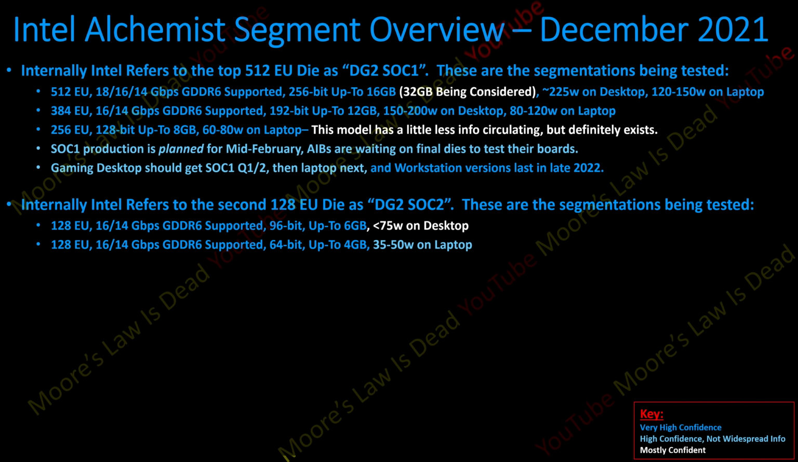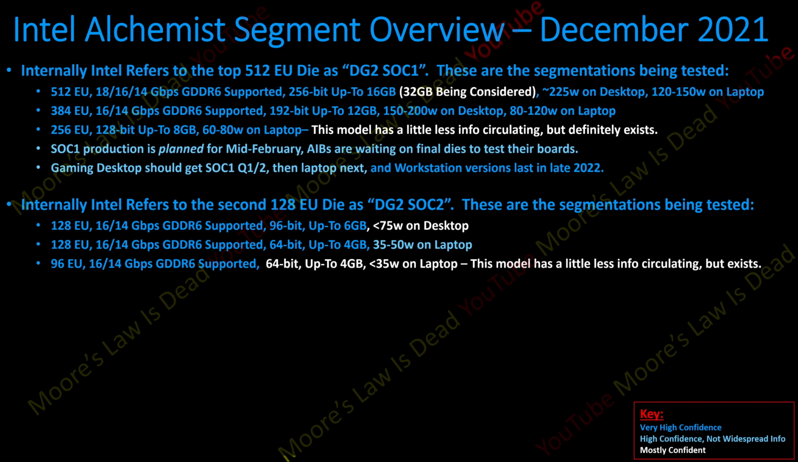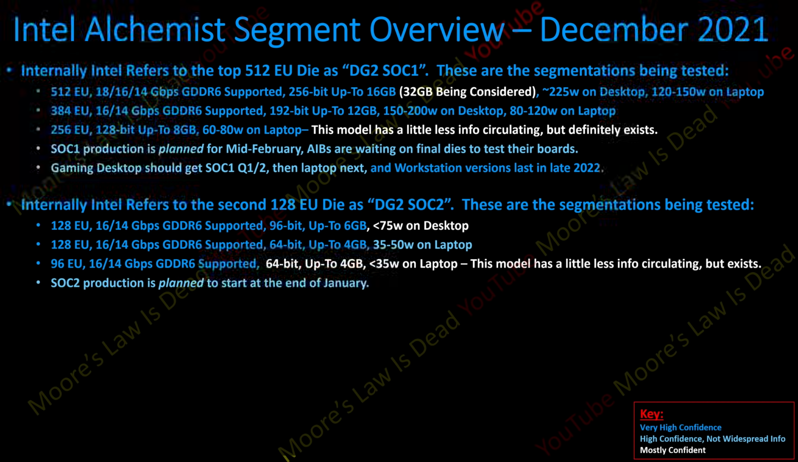And then there's the laptop variant, basically. The 128 execution unit model cut down to a 64-bit bus with 4 gigabytes of memory. This is for the 35 to 50 watt laptop segment. And then a 96 execution unit model that I believe should be 64-bit with 35 watts or less on laptop. This model has a little less information around it, but I mean, it definitely exists. SoC2 production is planned to start at the end of January. So this one is going into production before the high-end desktop models.